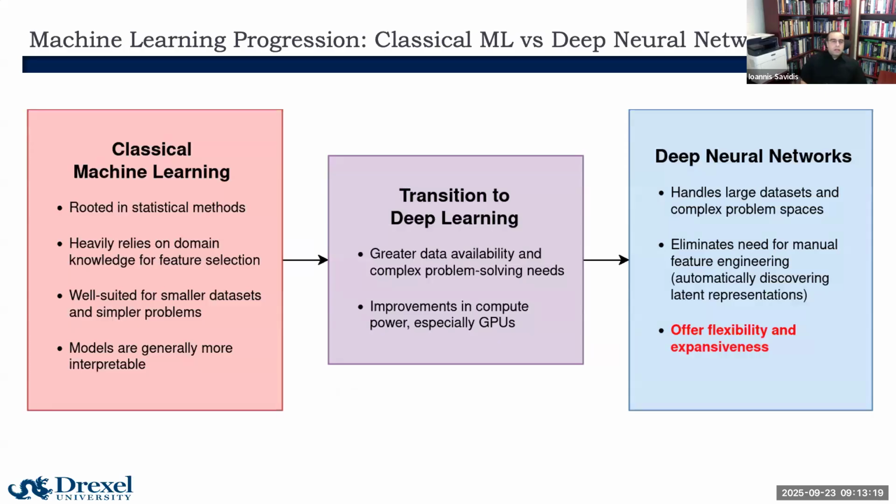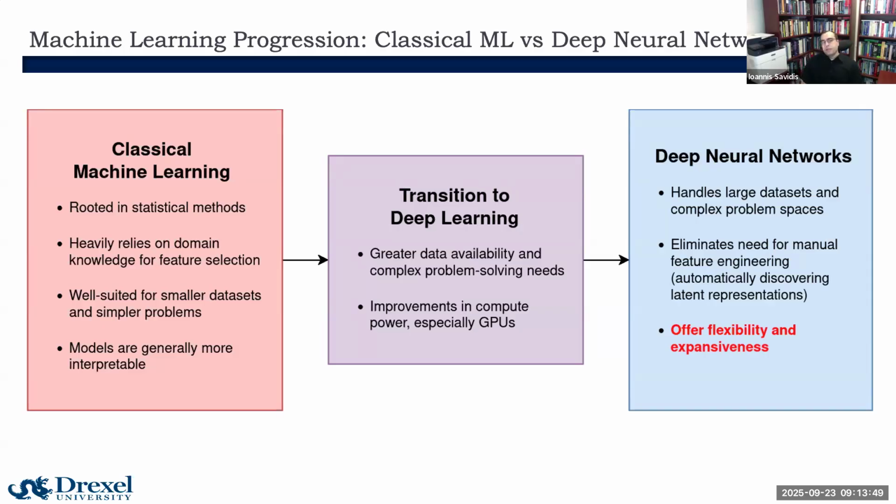So to this point, we've mostly been talking about classical machine learning, and classical machine learning is fundamentally rooted in statistical methods. This approach heavily relies on domain knowledge for feature selection, making it well suited for basically smaller data sets and simpler problems. Generally, models developed under classical machine learning are more interpretable, which is a significant advantage when understanding the model's decision-making process is critical.